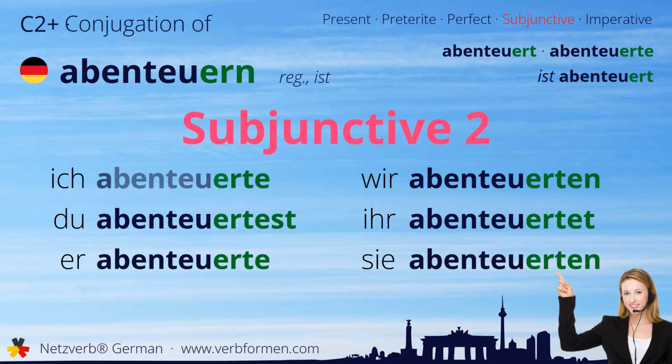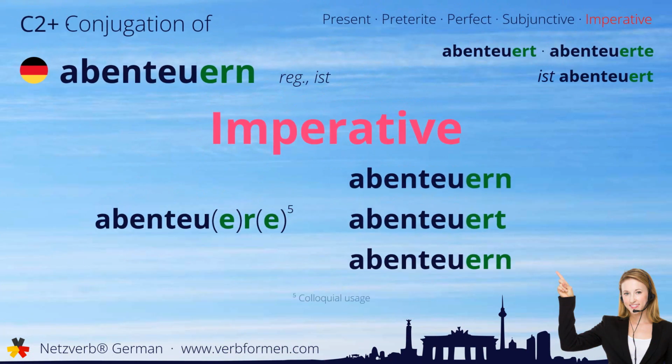Ich abenteuerte. Du abenteuertest. Abenteuerte. Wir abenteuerten. Ihr abenteuertet. Sie abenteuerten. And finally, we'll cover the imperative.